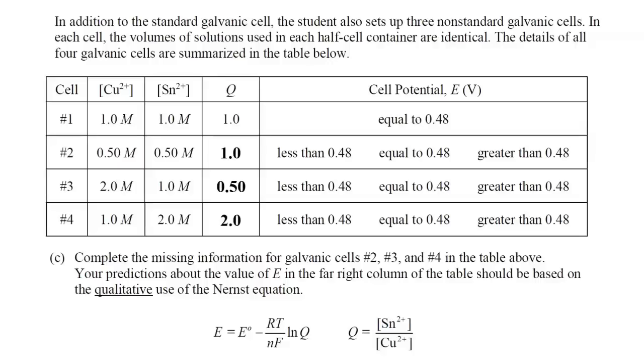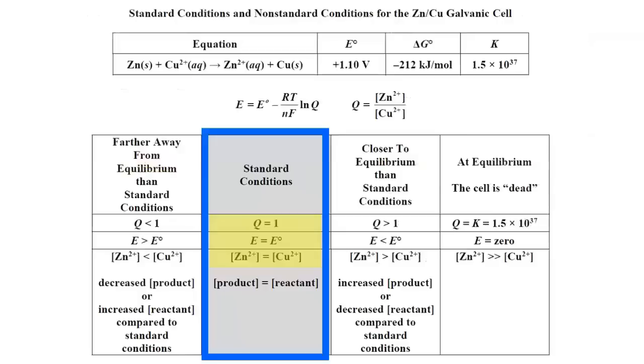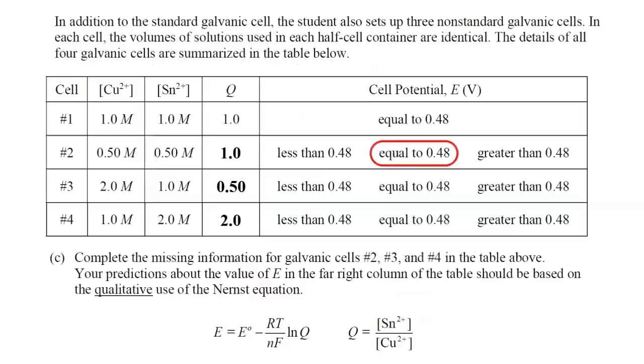in that far right column of the table, and it says your predictions should be based on the qualitative use of the Nernst equation. So we're not going to plug any numbers in and solve. We're going to just process this qualitatively using our conceptual understanding of how non-standard conditions will be potentially different than standard conditions. So here, for cell number 2, since Q is equal to 1, that means I would still have the standard cell potential when Q equals 1. So that would be equal to 0.48 volts.